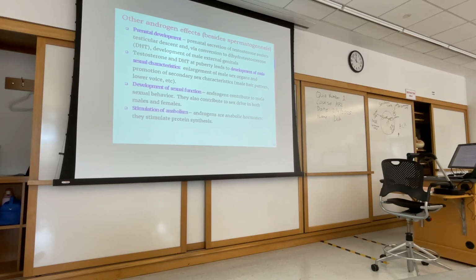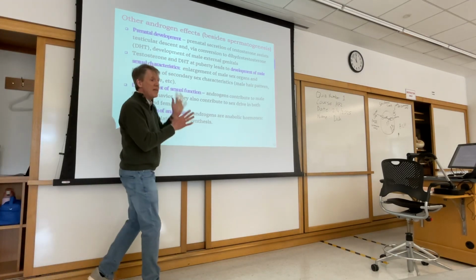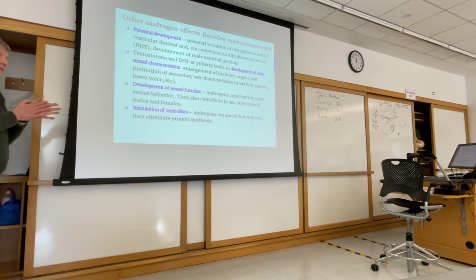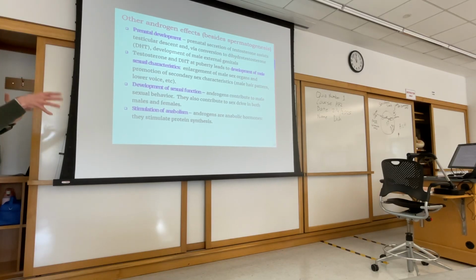We'll talk about this in chapter 29. But when that surge happens in testosterone, it causes the male external genitals to develop, and it basically leads your body down the pathway to becoming a male. Okay? So that testosterone surge during the embryonic stage, 8 weeks, is super important.